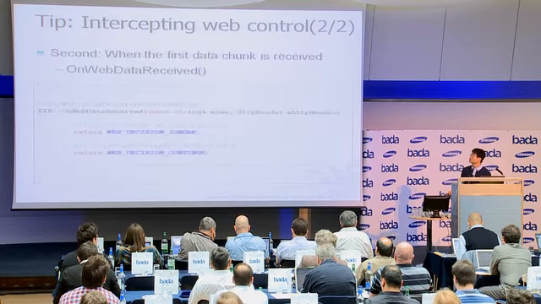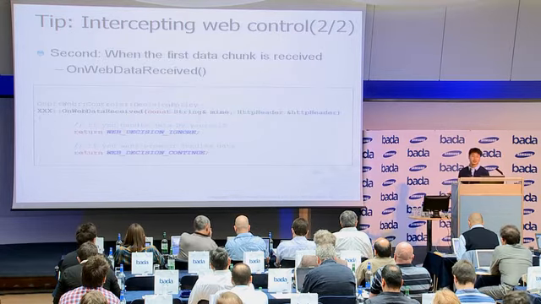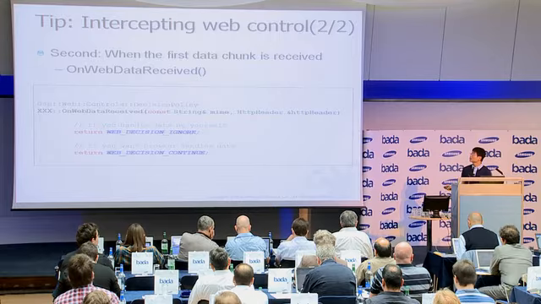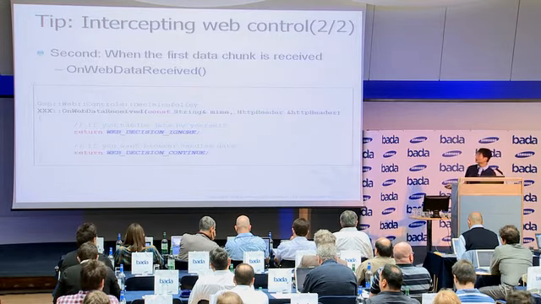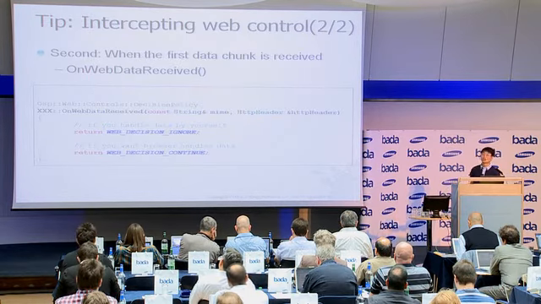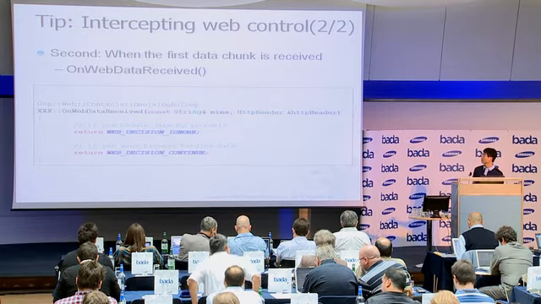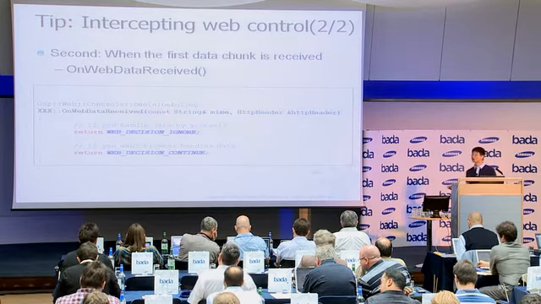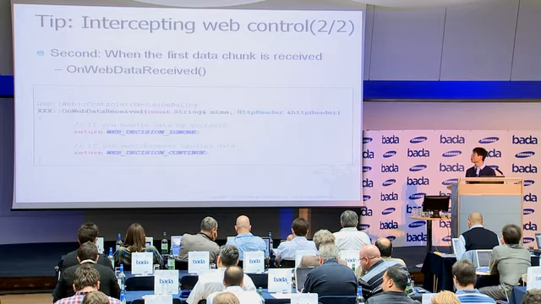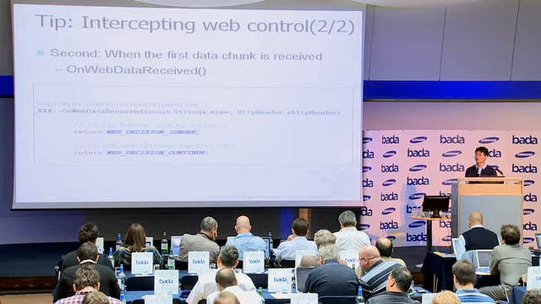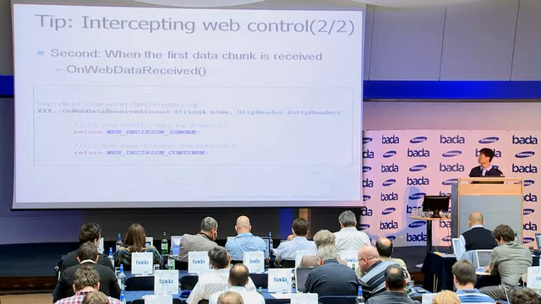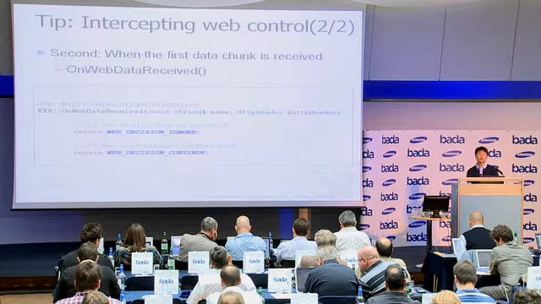The second chance is when the first data arrives. At that time, the OnWebDataReceived method is invoked with the MIME type and the HTTP header as parameters. So you can handle your own MIME type here, or you can handle the header. If you want to handle your own MIME type, you must return WEB_DECISION_IGNORE, or if you want the browser to handle the data as usual, you must return WEB_DECISION_CONTINUE. So with this method, you can intercept the web controller's behavior.